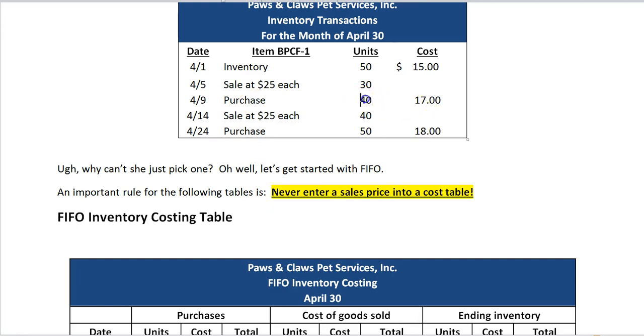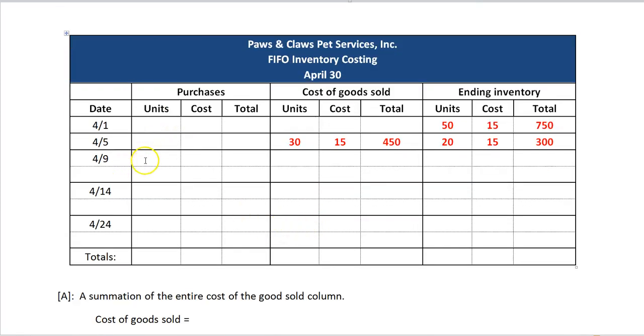We purchased 40 units at 17. So under the purchases, we're going to have 40 units at 17. 40 times 17 is 680, or at least I hope it is. Alright. Now let's think about our inventory. Whenever we purchase something, it's not like we throw away everything we already had. We still have what we had.